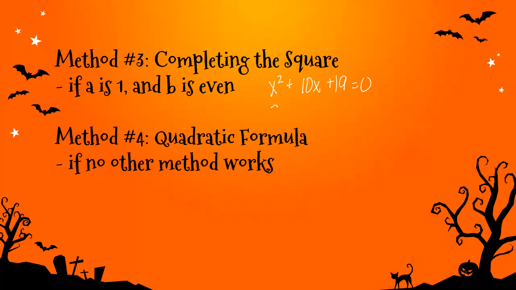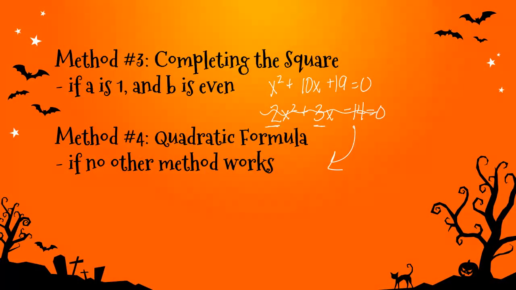If I have something like 2x squared plus 3x minus 14, that's not going to be a good one to complete the square with, okay? Because I have an a that's not 1, my middle term is not even. Which then leads me to last choice, the quadratic formula.